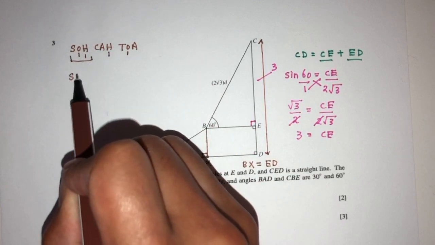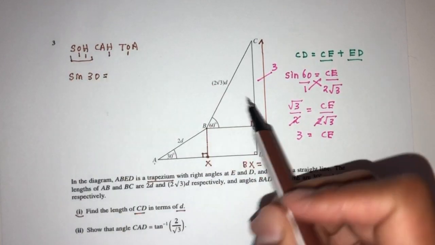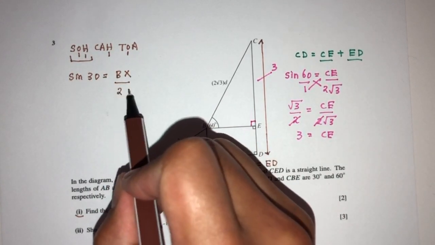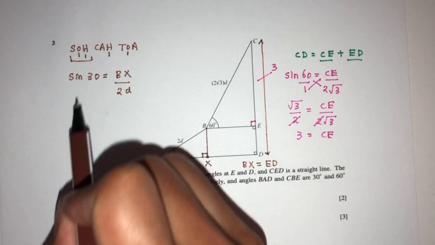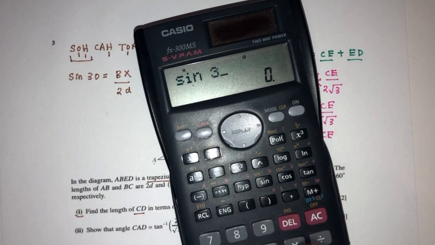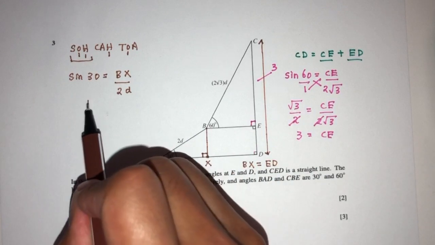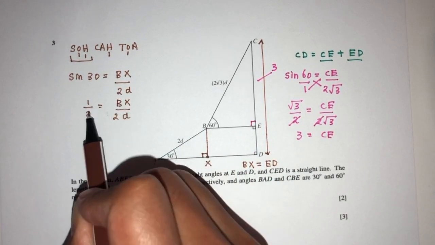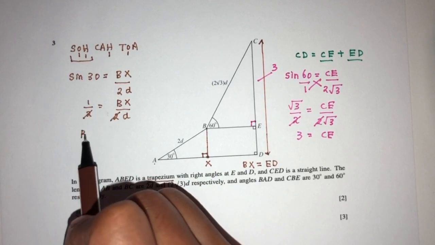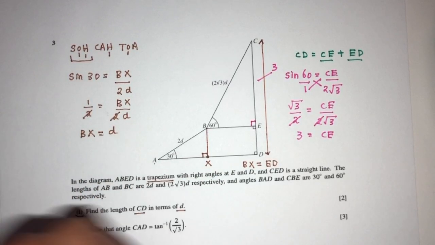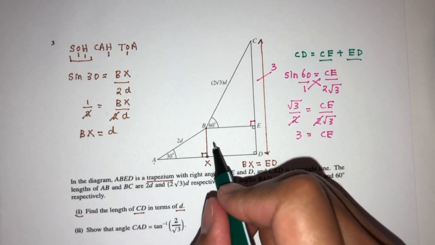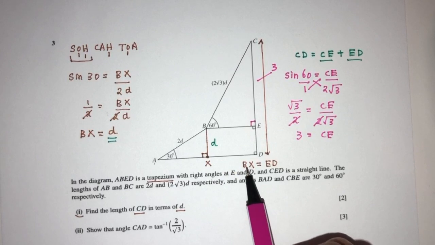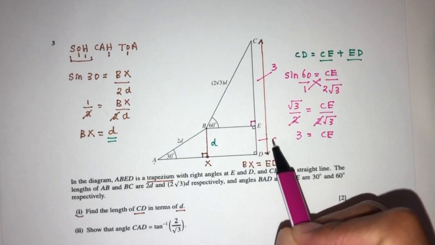So again, sine of the angle 30 will be BX over the value of 2D. Now we realize that sine 30 is half, right? If you check, sine 30 is half. That will be BX over 2D. This and this will cancel out, so BX will be the value of D. Now this will be D. So we know that BX is equal to ED, so ED will also be D.